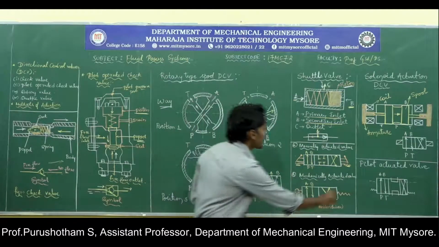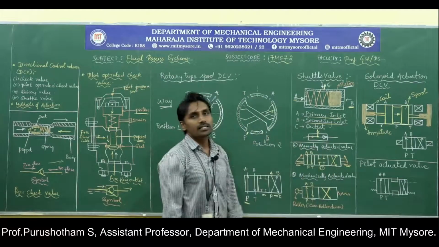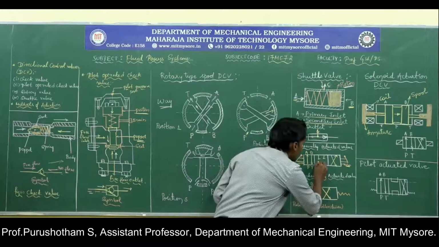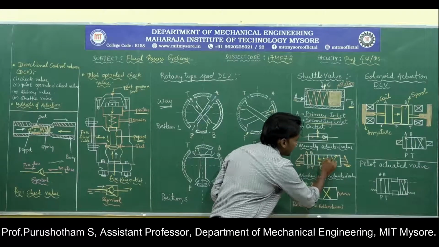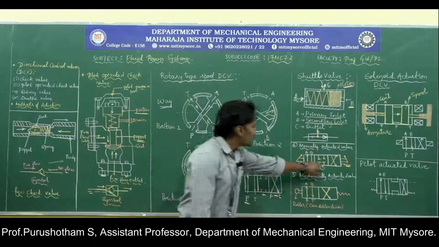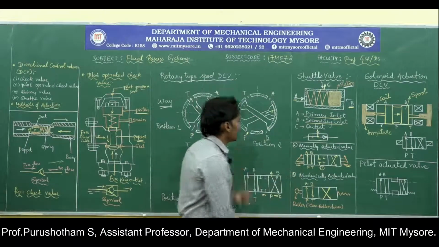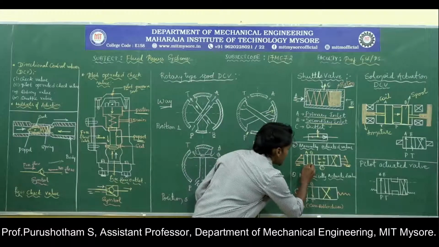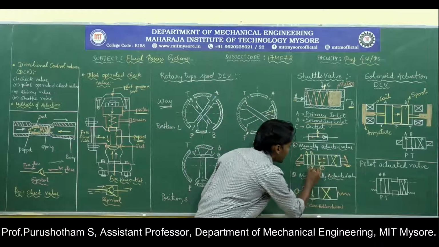In this position, this will be the center position. At the center position, there is no supply of fluid from port A to B or B to T or anything. All the ports are closed at the center position. When you pull the lever to the left hand side, then there will be a supply from pump to port A and from port B to tank.